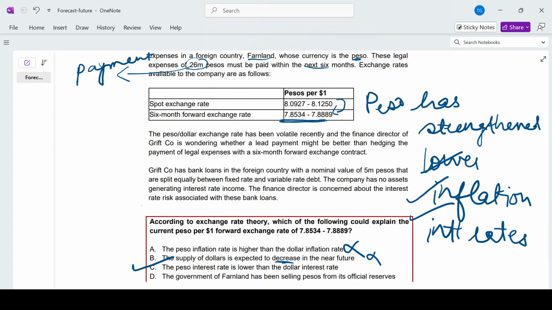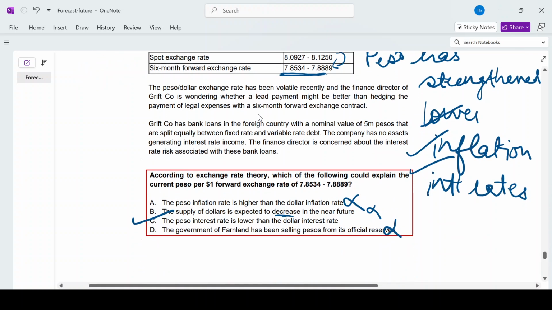What happens to the fourth statement? Fourth statement says the government of Farnland has been selling pesos from its official reserves. Now selling pesos means you are supplying pesos in the foreign exchange market. Whenever you supply too much, the supply becomes too much but the demand is not so much. So what happens? As a result, the price goes down. That means the peso should have depreciated. However, you see the peso has rather strengthened. So this statement also implies the opposite. Hence you eliminate this option. Option C is the final answer. I hope this is clear.